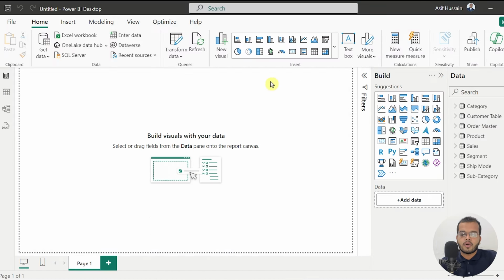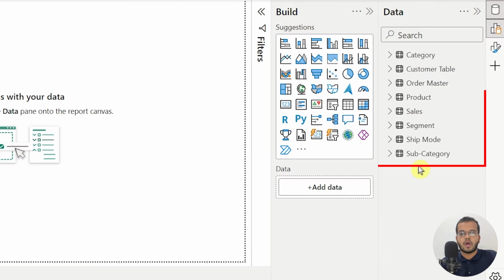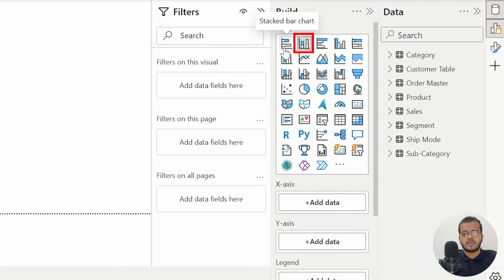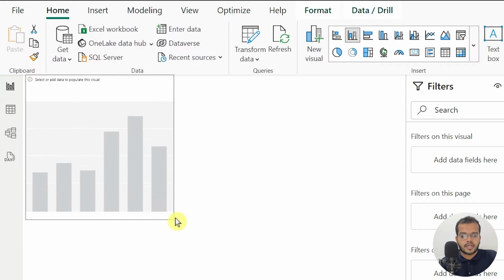Here I have a Power BI desktop application. In this I have some data sets which are already loaded in it. Now the first chart that I'm going to guide you over is the stacked column chart. It's very simple. As soon as we click on the chart, we are going to get the sample figure of a stacked column chart.